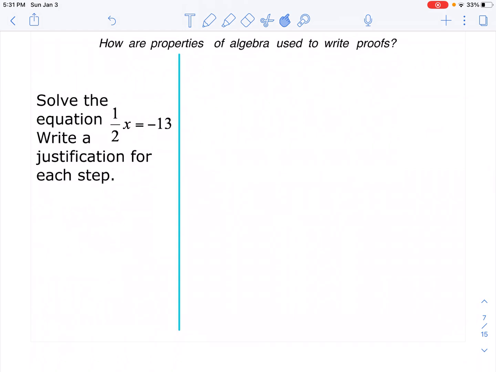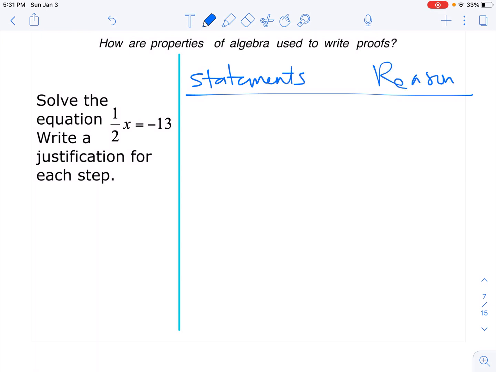All right, let's try this one. We're going to do the same thing again. We have statements. We have reasons. We're writing a proof. Step 1 is the easy one. We just write down what we are given.